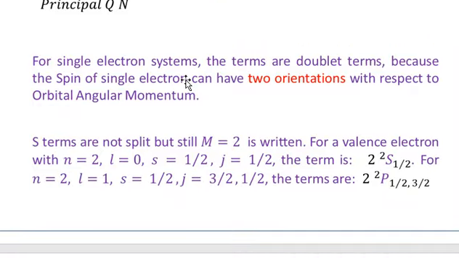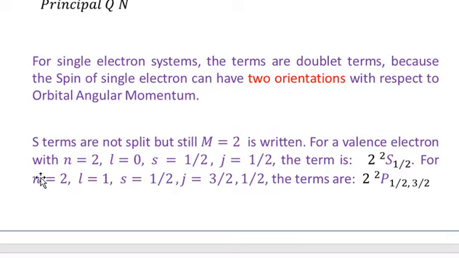For single electron systems, the terms are doublet terms. That is, the term will be split into two, because the spin of the electron can have two orientations with respect to the orbital angular momentum. Capital S terms are not split, but still we write the multiplicity equal to 2.